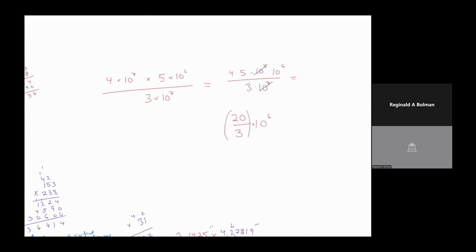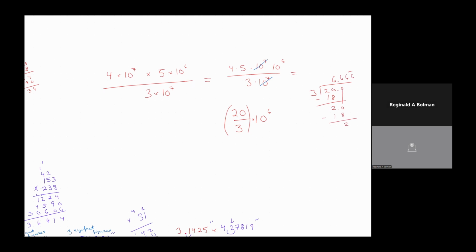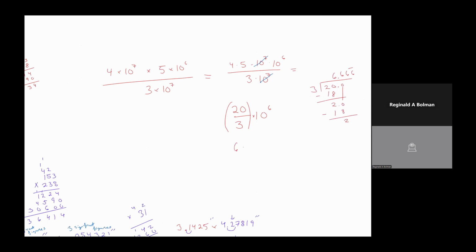You can go to the side of your page, do some long division, 3 into 20. Okay, 3 into 20 goes, let's say 6 times. 6 times 3 gives you 18. And then you get 2. So if you wanted a more accurate answer, you just keep doing this again. And it looks like you'd get 6.6666. So 6.666 times 10 to the 6th. And that's pretty much all you can do if you really wanted a decimal style answer. That's not too bad, not too bad.